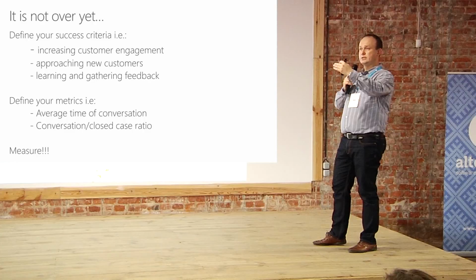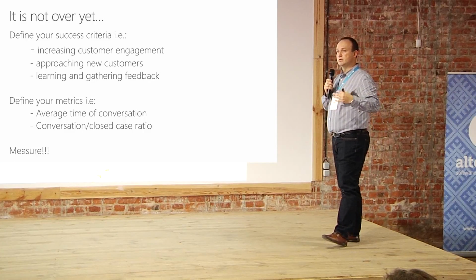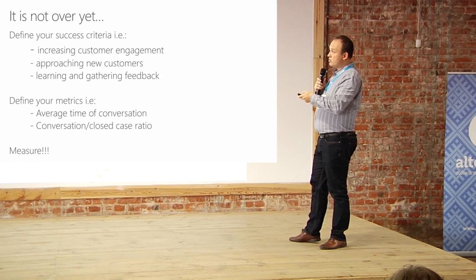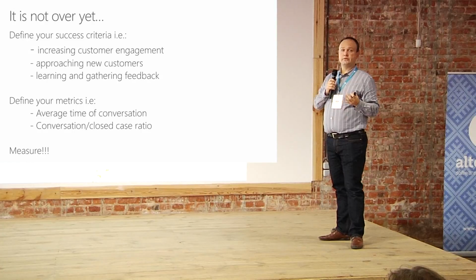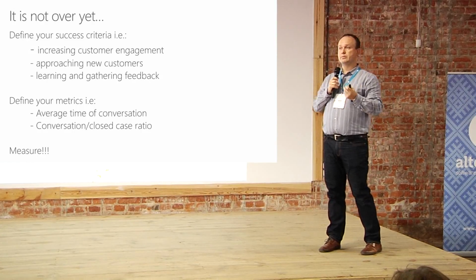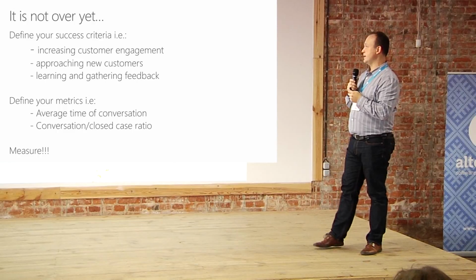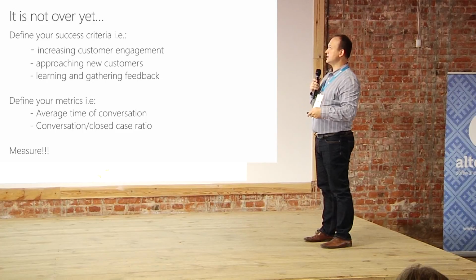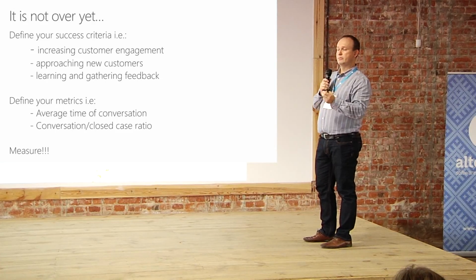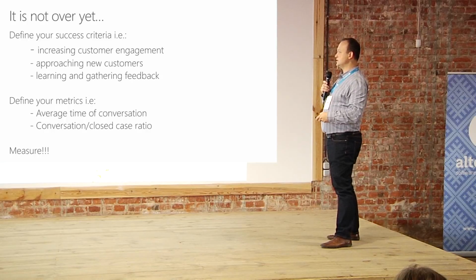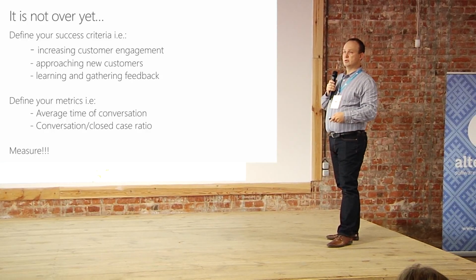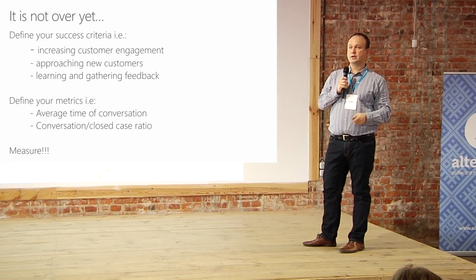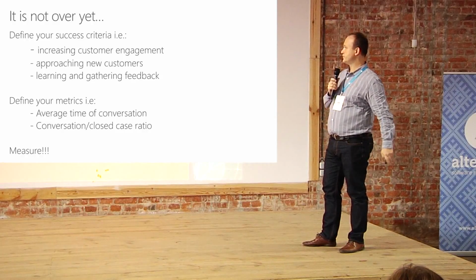For some reason you reach market saturation, you would like to move to some other markets. One idea might be to use bots for that. Or maybe just learning and gathering feedback, because this is also very important: how people interact with bots, what they are actually expecting. So this may also be one of the goals. Once you have those success criteria defined, try to turn them into precise metrics. Is it average time of conversation? Or maybe conversation to closed case ratio, if you are dealing with a call center bot. And obviously measure as much as possible. This is crucial.